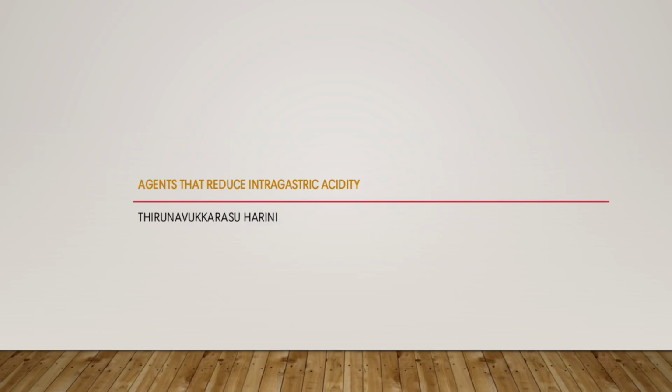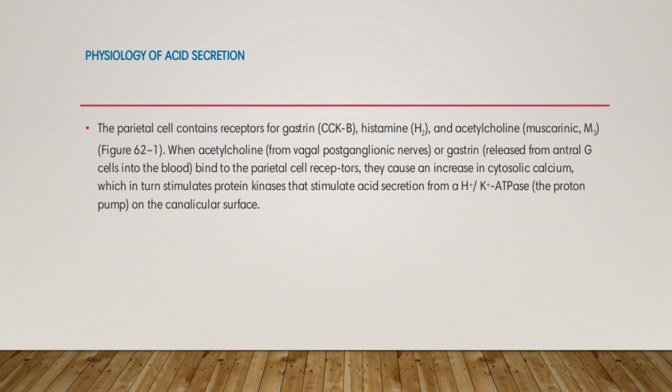Agents that reduce the intragastric acidity. So the parietal cells contain a receptor for gastrin, CCKB, histamine and acetylcholine. When acetylcholine from the vagal postganglionic nerves or gastrin bind to the parietal cell receptors, they cause an increase in the cytosolic calcium, which in turn stimulates the protein kinases that stimulate acid secretion from H+/K+ ATPase, the proton pump on the canalicular surface.